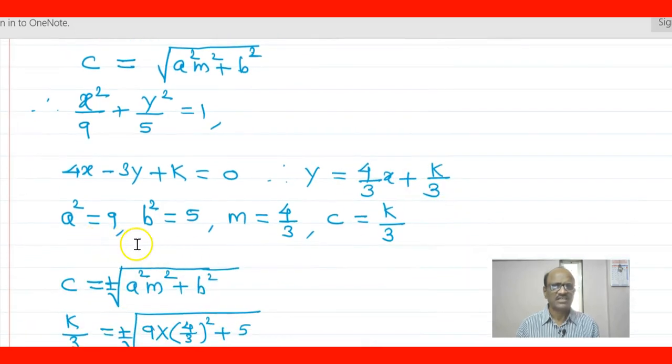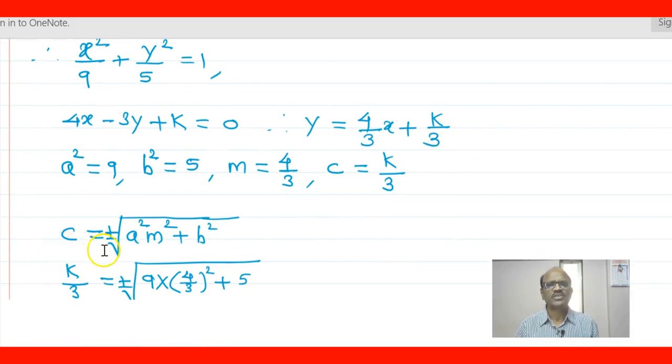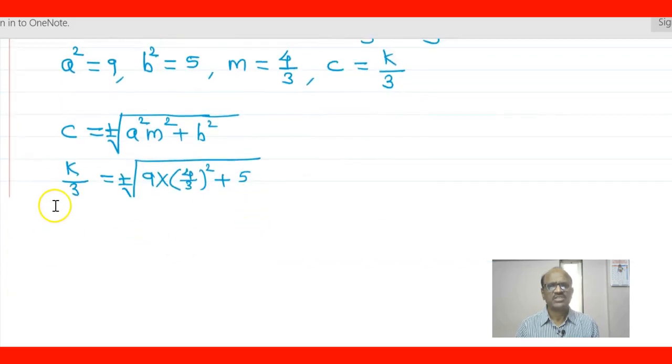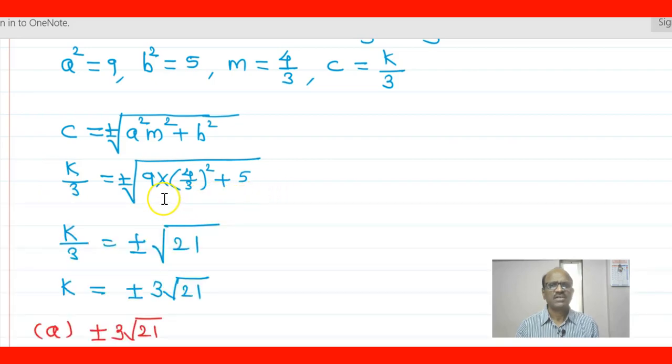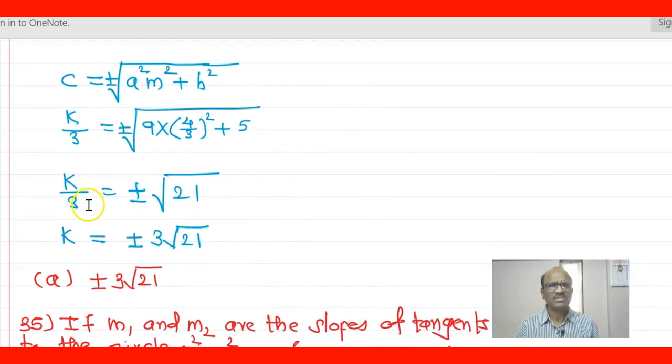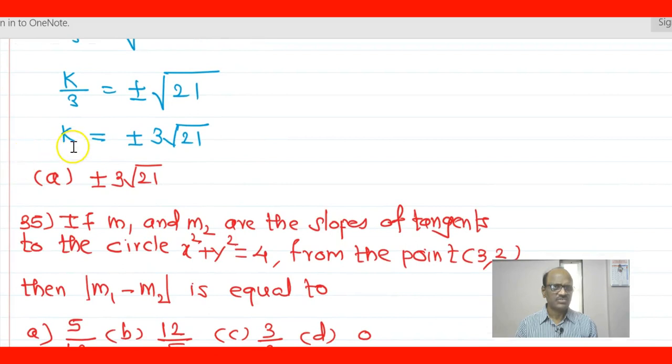Therefore here a square is 9, b square is 5, m is equal to the slope, c is equal to k upon 3. Now the condition is c is equal to plus or minus under root of a square m square plus b square. Substitute the value: c is k by 3 plus or minus under root of 9 into (4 upon 3) bracket square plus 5. After simplification, you get k upon 3 is equal to plus or minus root of 21. Therefore k is equal to plus or minus 3 root of 21, and option A is the correct one.